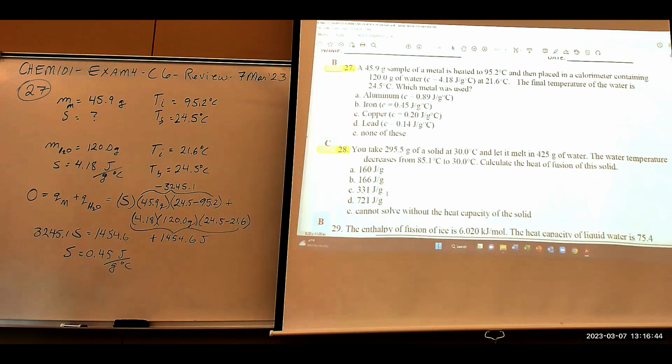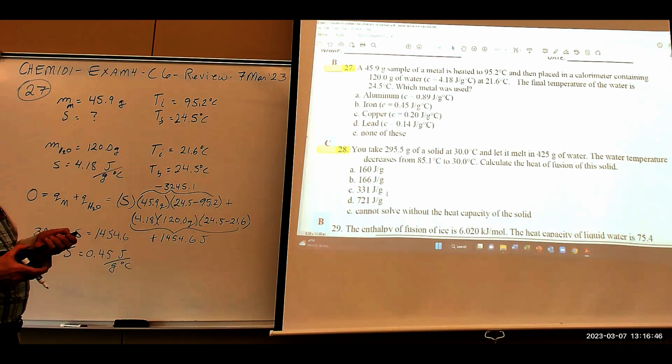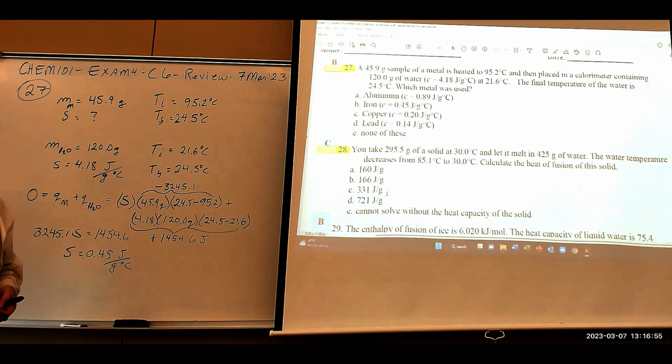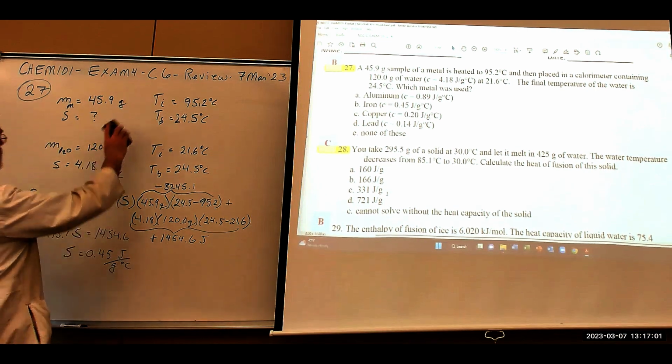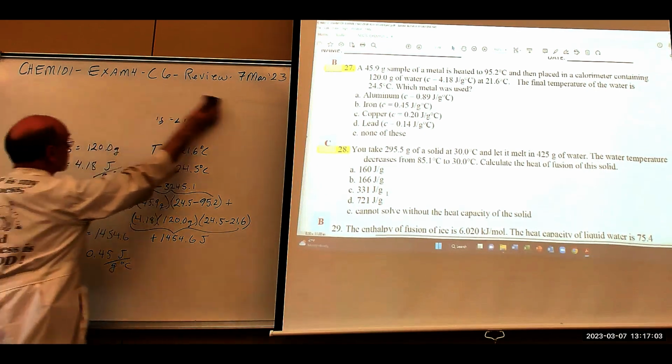Okay. Now, why did they put that? Should be an equal sign. That's not a negative. That's equal. Specific heat doesn't make sense if it's negative. All right, and 28 coming up.